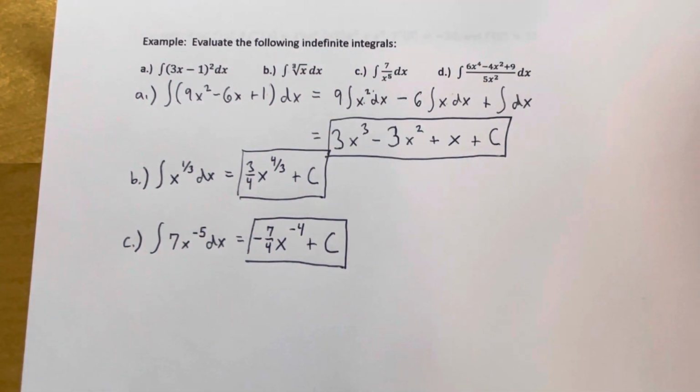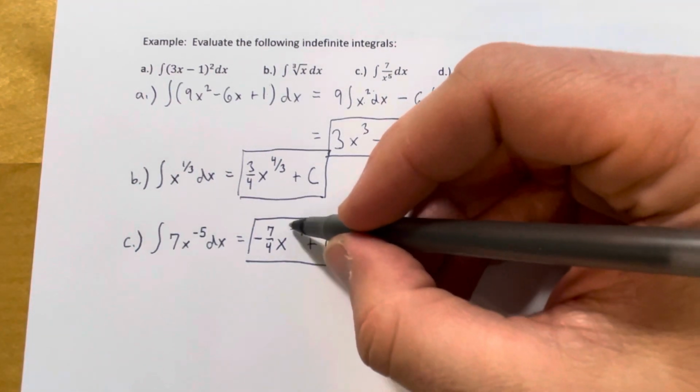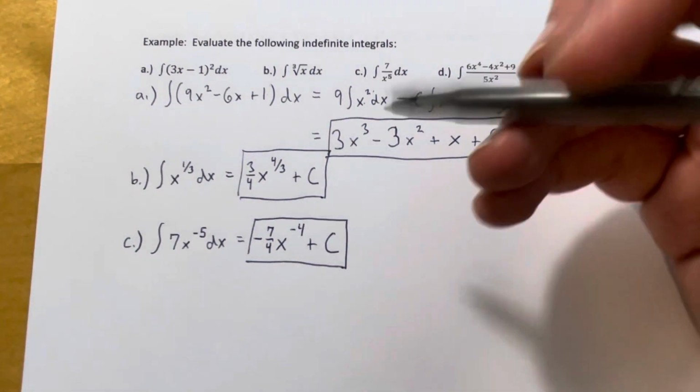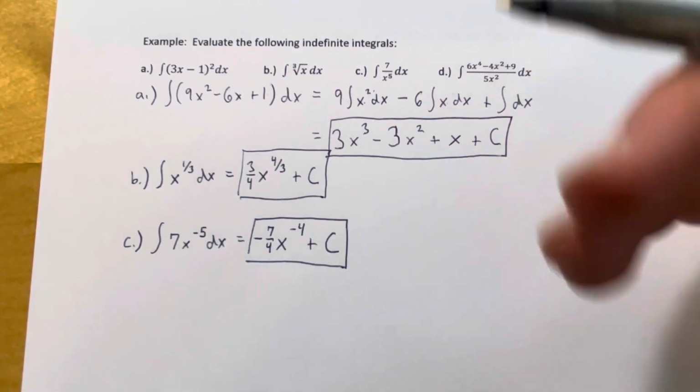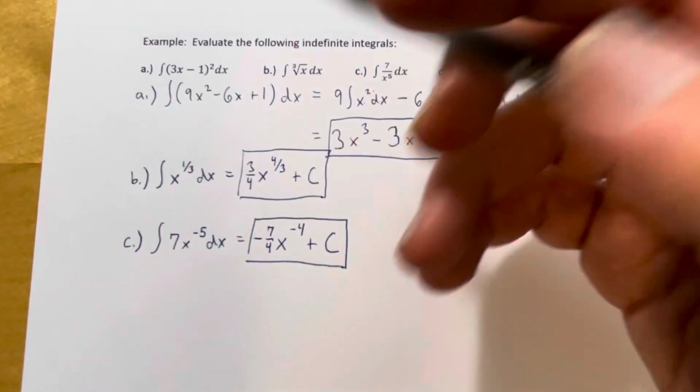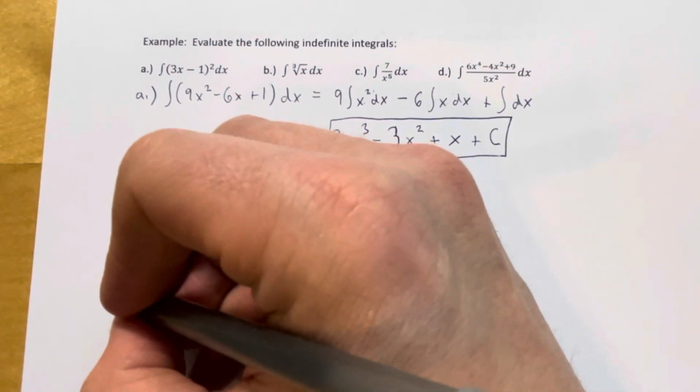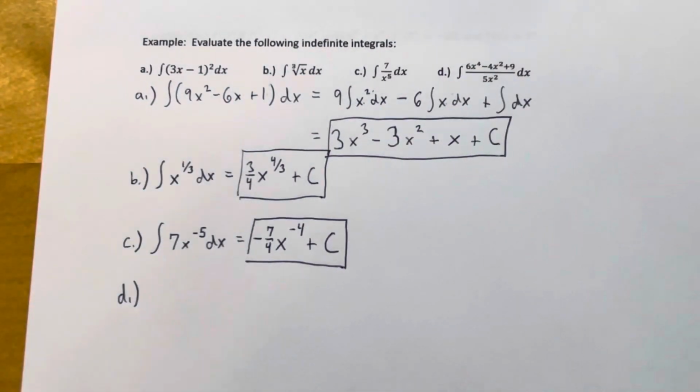Okay? And again, I'm not going to worry about converting this back into some other form. I'm not going to write this x to the -4th as 1 over x to the 4th. It's fine to leave it in the form of a power function.